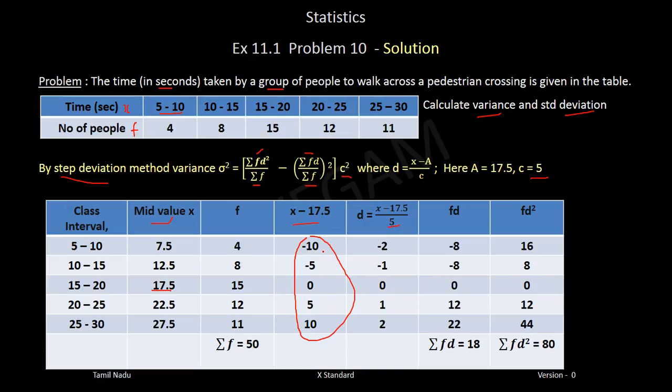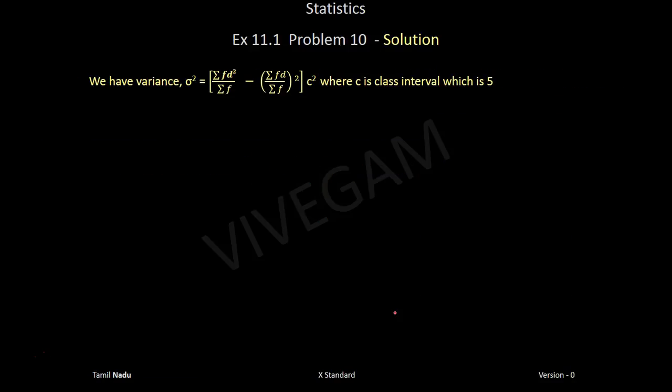So you can divide it, which means our FD and FD square become smaller values. Otherwise, let's assume this will be minus 10, 10 square will be 100, 100 into 4, 400. So you would be getting bigger numbers over here. For that only we are doing this common factor division. Right, now let's go into the final calculation.